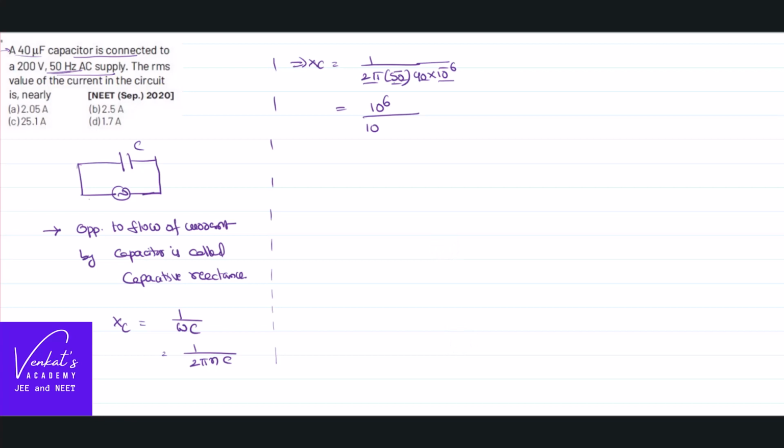2 into 50 is 100, into 40, and pi is there. So there are 3 zeros, this can be cancelled, it becomes 10 power 3. So the value is 10 power 3, that means 1000 by 4 pi. 1000 by 4 is 250. So the capacitive reactance of the problem is 250 divided by pi.